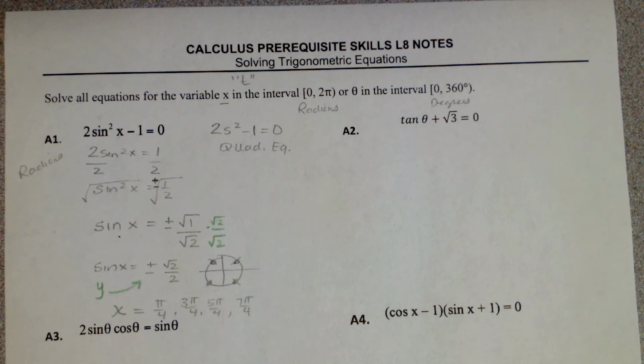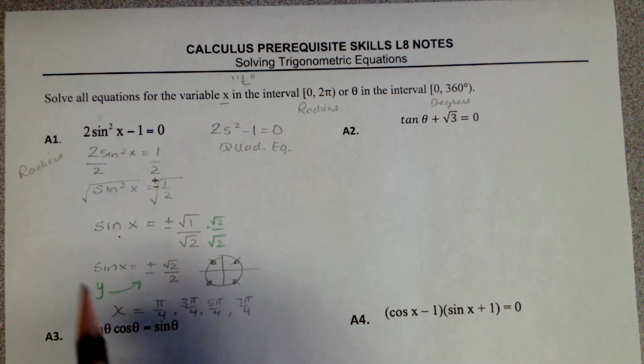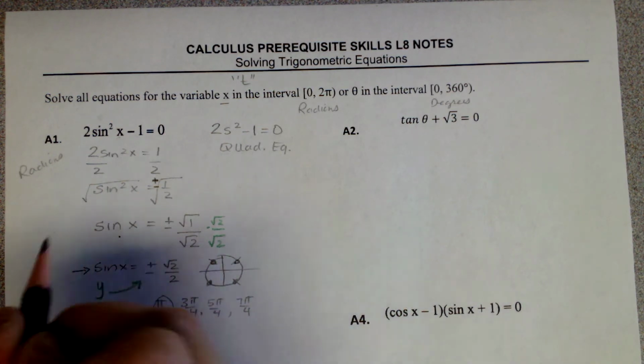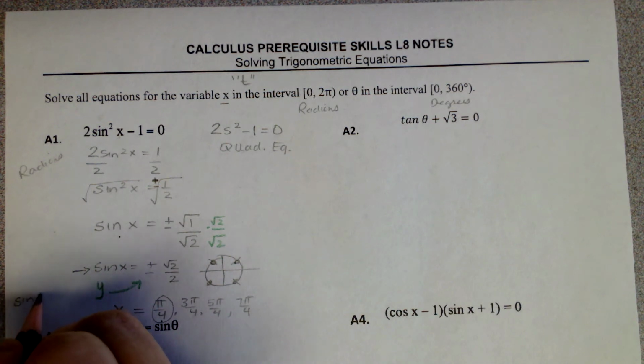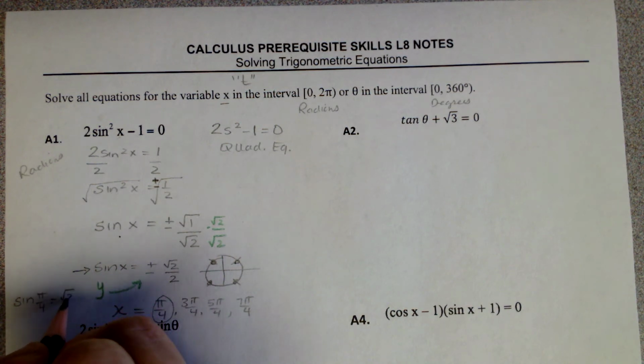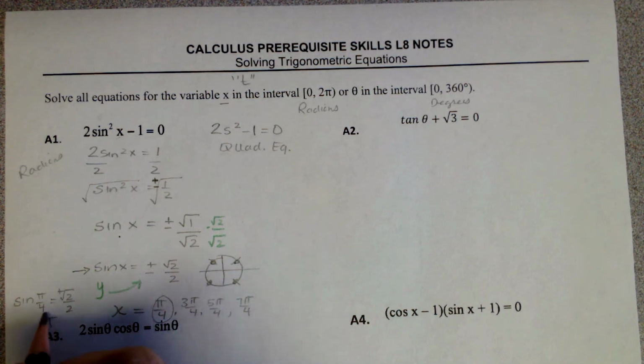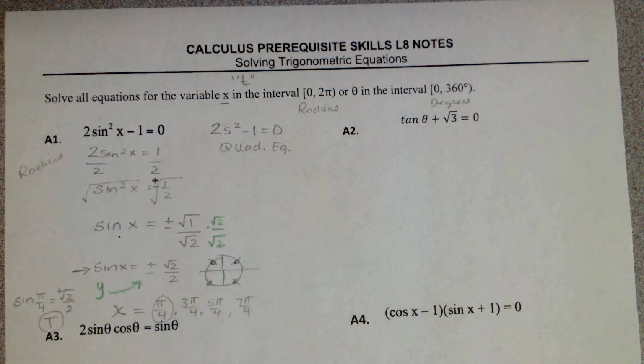Now, just to clarify what it is we exactly did, if we go back to here and we plug in the first pi over 4, is the sine of pi over 4 equal to positive root 2 over 2? Yes, this is true. That means we found a value of x when we plug it into the equation that gives us a true statement. That's the definition of a solution. We could plug in 3 pi over 4, 5 pi over 4, and 7 pi over 4, and either get a positive or negative root 2 over 2. Both signs can be included.